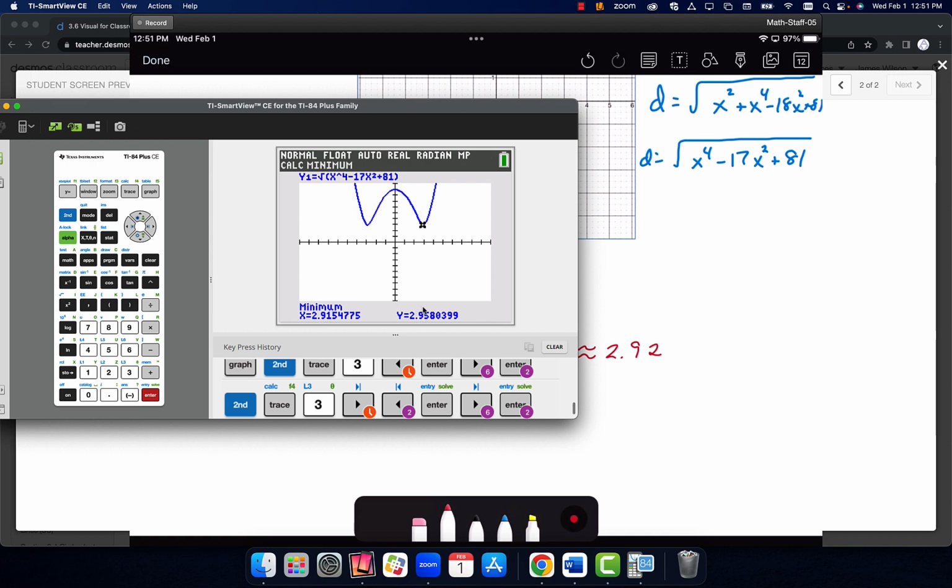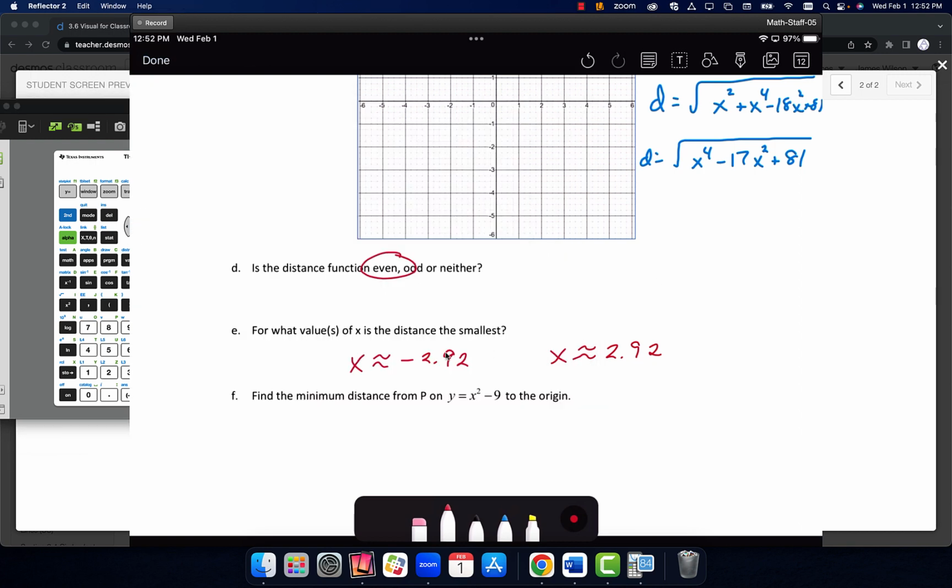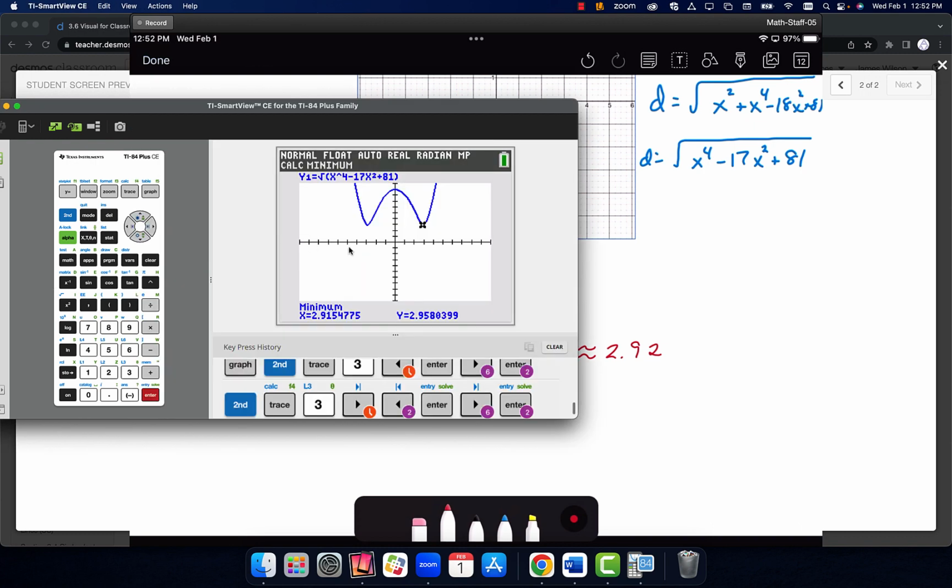And the y value, keep in mind the y value is the actual minimum. So the minimum distance in this case is roughly 2.96. That occurs in two different places at these two x values. So find the minimum distance from P to the origin. That is the 2.96 roughly.